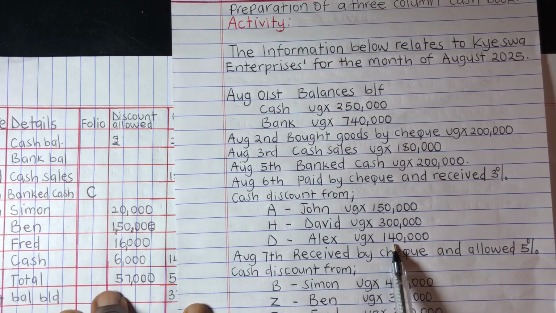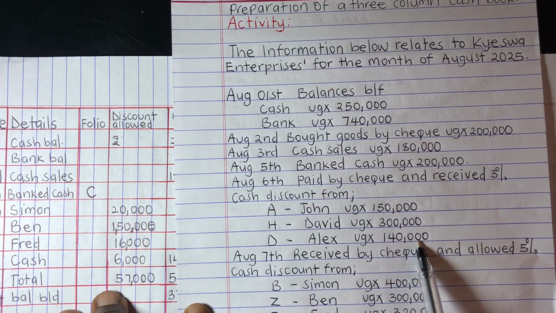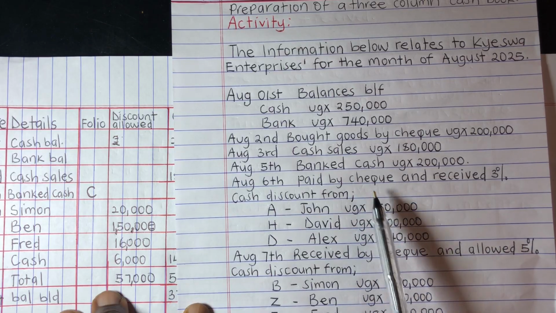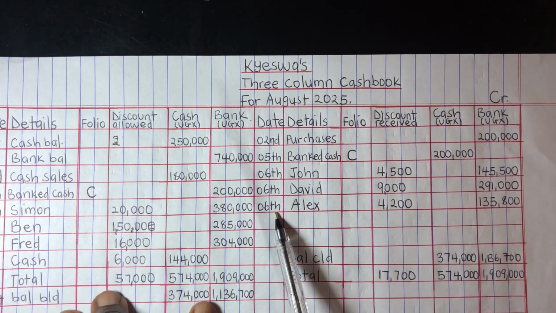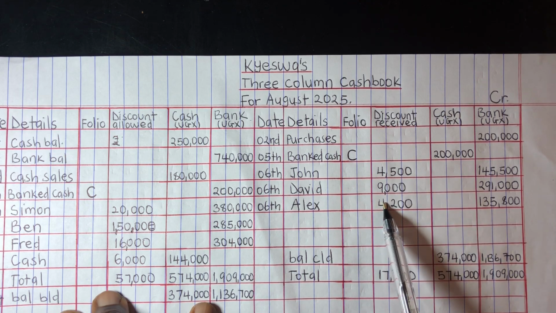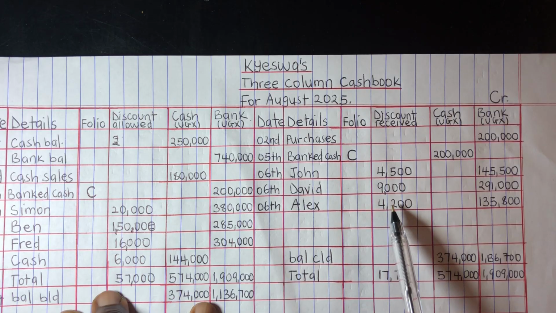Cheswa paid to Alex 140,000, but remember they gave him a discount of 3%. All of them gave him a discount of 3%. So we just say 3 over 100 times the 140,000. So here it is Cheswa receiving the discount. So we say 3 over 100 times 140,000 to apply to Alex. So if you get 3 over 100 times 140,000, you get 4,200.